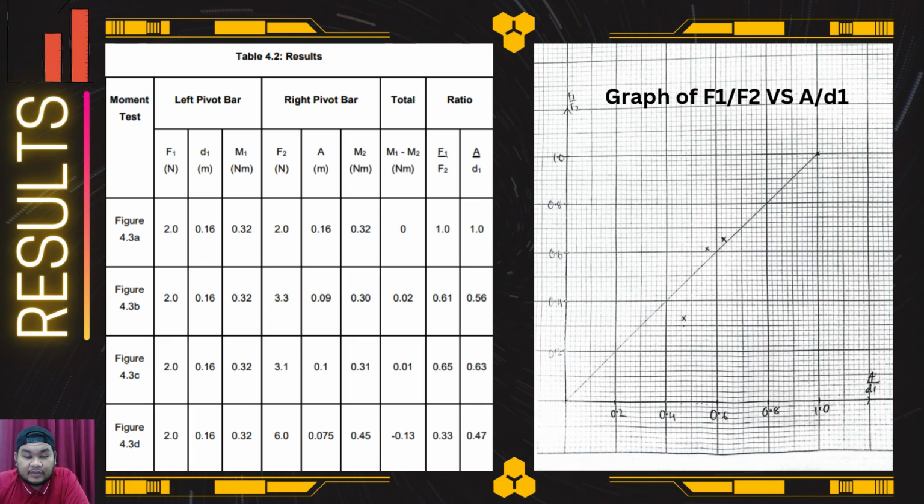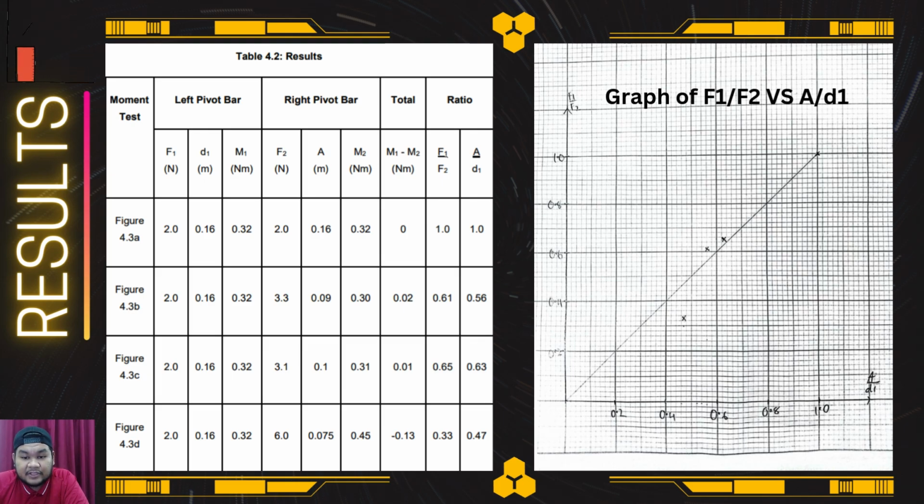The length of A is 0.1 meters, and the moment is 0.31 newton meters. So the total moment will be 0.01 newton meters, and the ratio of forces is 0.65. The ratio of distances would be 0.63.